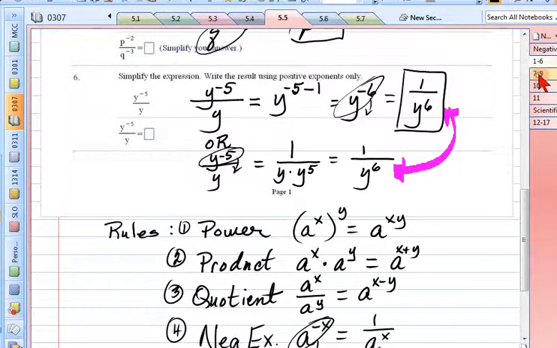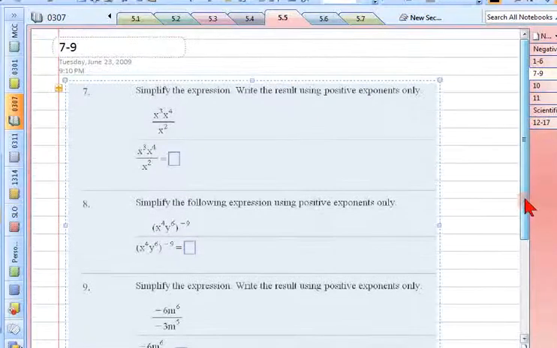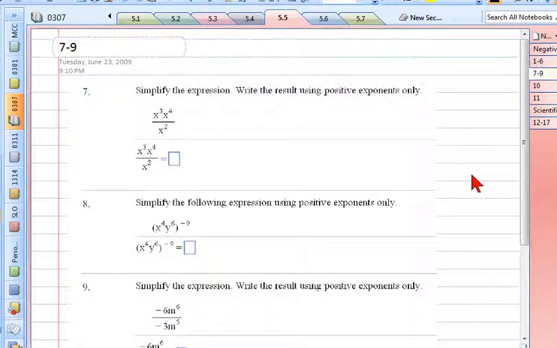Let's look at number 7. Problem number 7 says to simplify the expression, write the results using positive exponents only. This is going to help us make sure that we use the rules in the suggested order. Although nothing bad will happen to you if you go your own way. All right, power rule. That's first in the list. Do I need to use the power rule? Now the power rule is going to have parentheses with a power on the outside. I don't have that, okay?